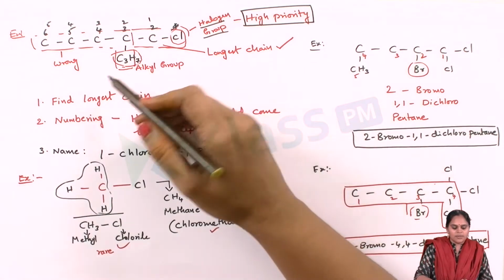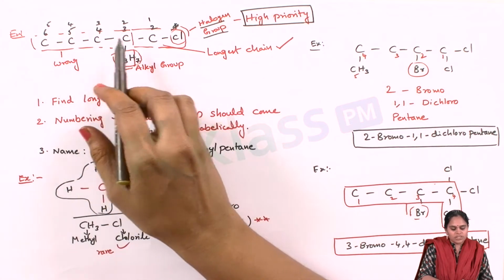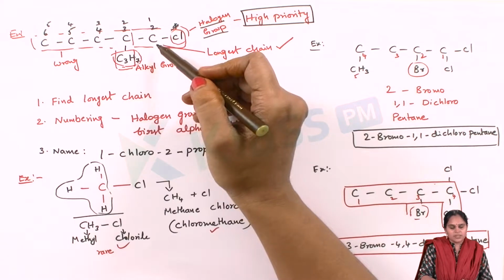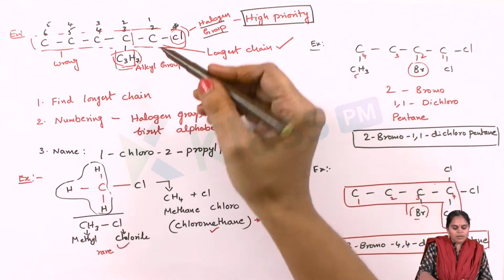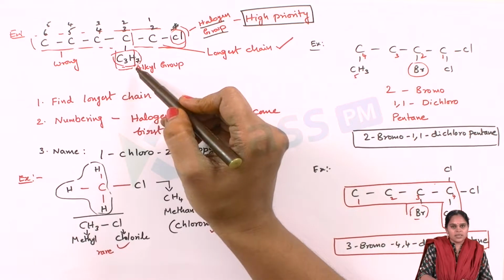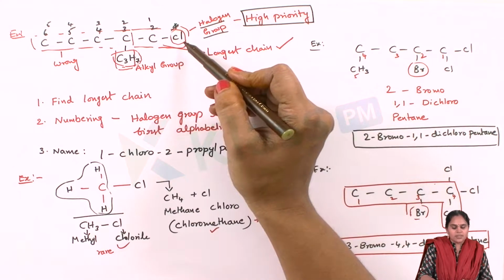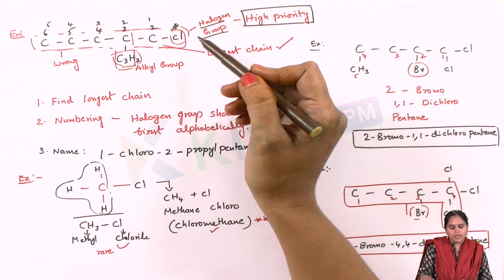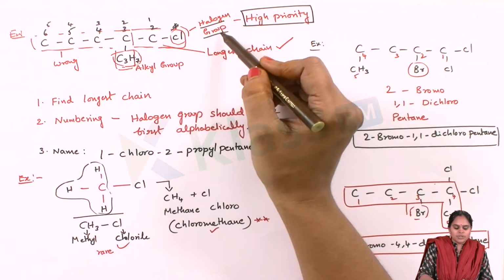Let us continue with another example. See here in this example: 1, 2, 3, 4, 5 and chlorine. So how many carbons are there here? 5 carbons. And an alkyl group is added here, that is C3H7. And 1 chlorine is added. This is what? Chlorine, chloro, fluoro, bromine, iodine, all these are halogens. So this comes under the halogen group.